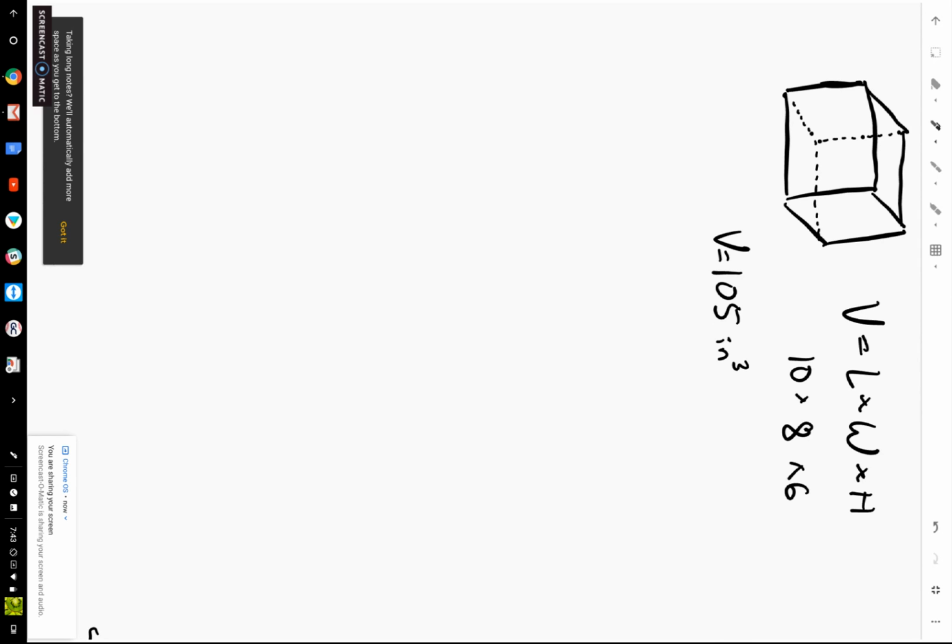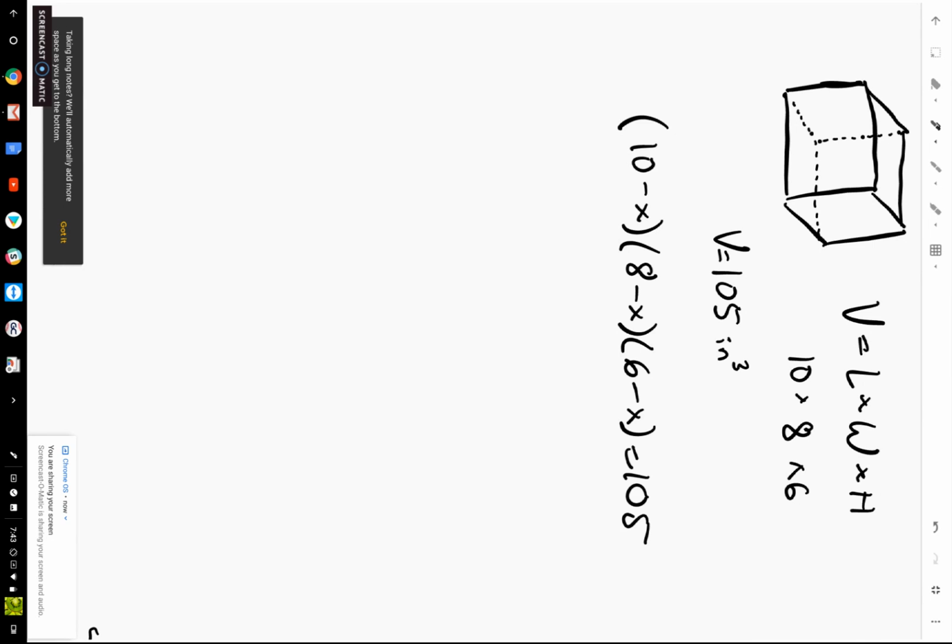So if you're going to reduce each of these dimensions by the same amount, reducing is subtracting, and you don't know that amount right now, so you're going to say 10 minus x times 8 minus x times 6 minus x. And that expression needs to equal 105.